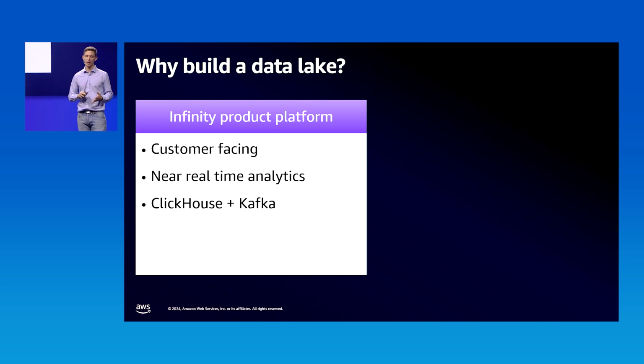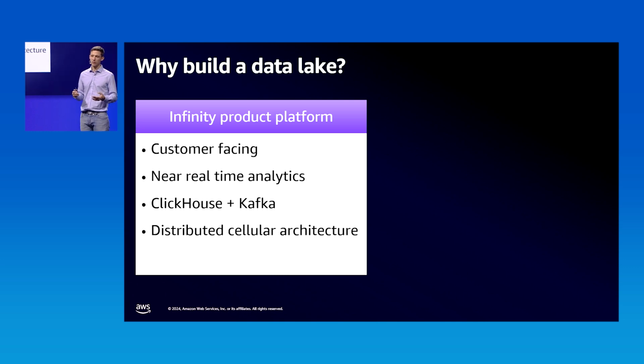But first, I want to explain how this data lake fits into the broader architecture of our product. So Nexthink Infinity runs on a purpose-built platform in the cloud to serve near real-time analytics, leveraging ClickHouse and Kafka on AWS. It's implemented as a multi-tenant cellular architecture with cells distributed across 10 different AWS regions in order to be closer to customers.